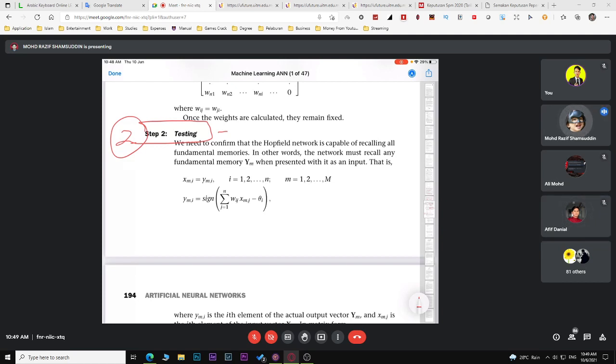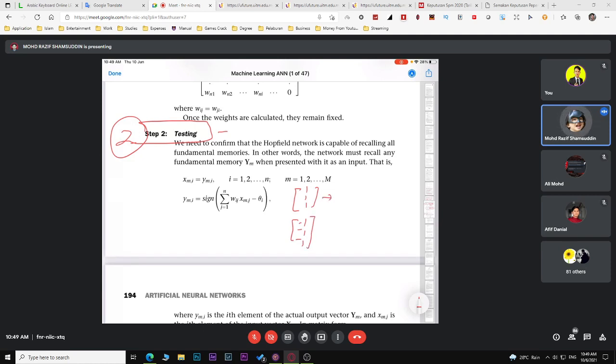Alright. So from the stable state that we have managed to memorize in step number 1, we need to test. Kita dah memorize step yang pertama tu, kita dah dapatkan memory dia. Kita perlu test pula. Adakah Hopfield network kita ni boleh menghasilkan output yang sama dengan stable state yang kita ada. So in this case, stable state kita ada 2, 1, 1, 1 dengan negative 1, negative 1, negative 1.